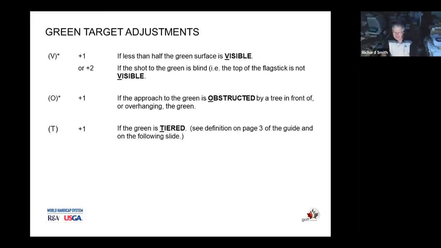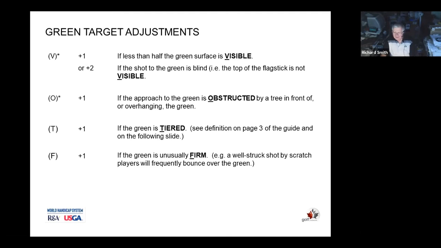Tiered, a T +1. See the definition on page 3, and we're also going to see it in the following slide. You could have an F +1 if the green is unusually firm. In other words, if a well-struck shot by scratch players will frequently bounce over the green. Or if the green's unusually soft, an F -1. This can be identified if the shots on the green leave deep pitch marks on the green or possibly even plug on the green.